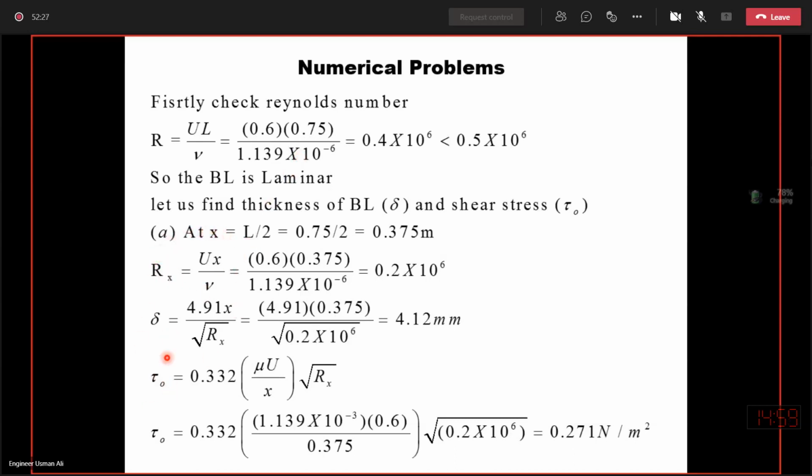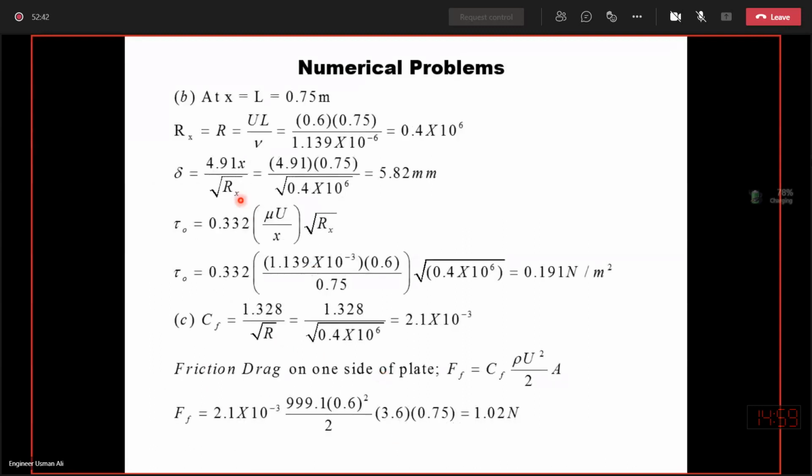After that, we need just to write the equations of the laminar flow. We know that delta is 4.91 x over under root Rx, Rx is Ux over nu, put the values, and you can find this thickness. Tau naught for laminar boundary layer is given, put the values, find the answer. And then for the trailing edge, when x is equal to L, you can find delta, you can find tau naught, and you can find out CF for the laminar boundary layer, and then you can find the friction drag, CF rho u square by 2, again putting the values, you can find the answer. So main thing is the formula and the right formula to apply, and then just put the value.